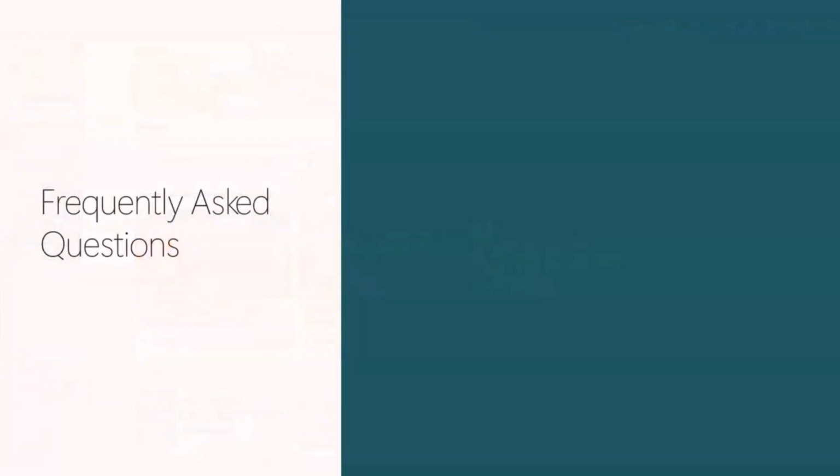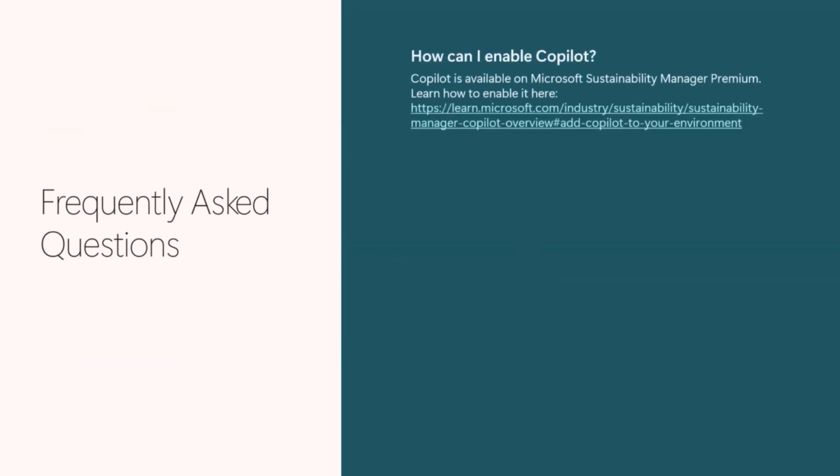The next thing we're going to do together is go through some frequently asked questions about Copilot. The first question, how can I enable Copilot? Copilot is currently available on Microsoft Sustainability Manager Premium. This is both for our trial customers as well as our paid customers. You can learn how to enable it by following the link on screen. I will also be sharing these links after the session for easy access, so no worries about trying to copy this through.